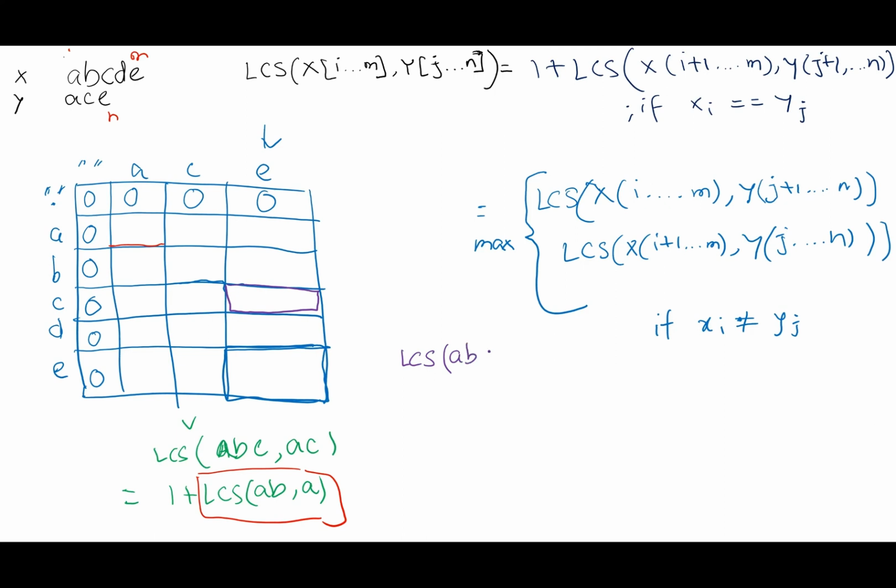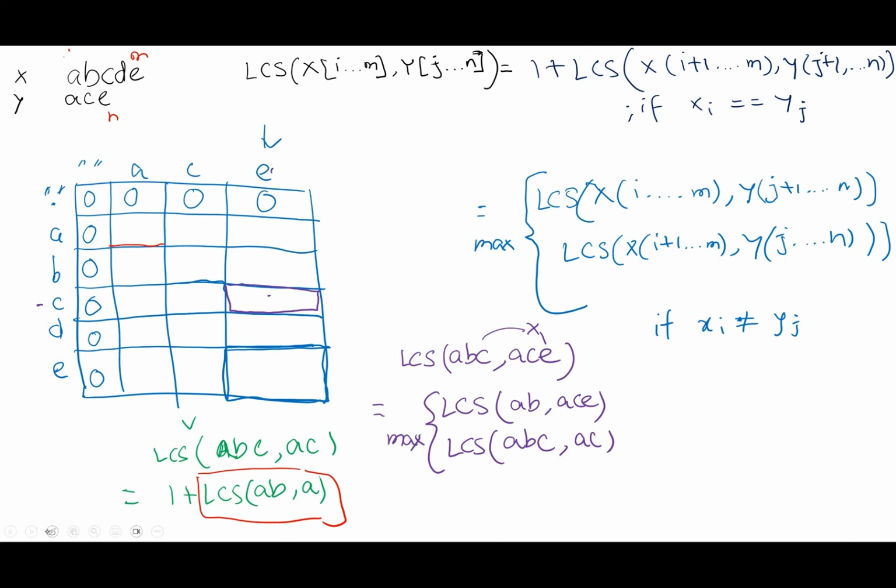ABC and ACE, right? And you see that C and E don't match. So there is no match between C and E. Can I write it as LCS of, say, AB and ACE, or LCS of ABC and AC, and take the max out of it?